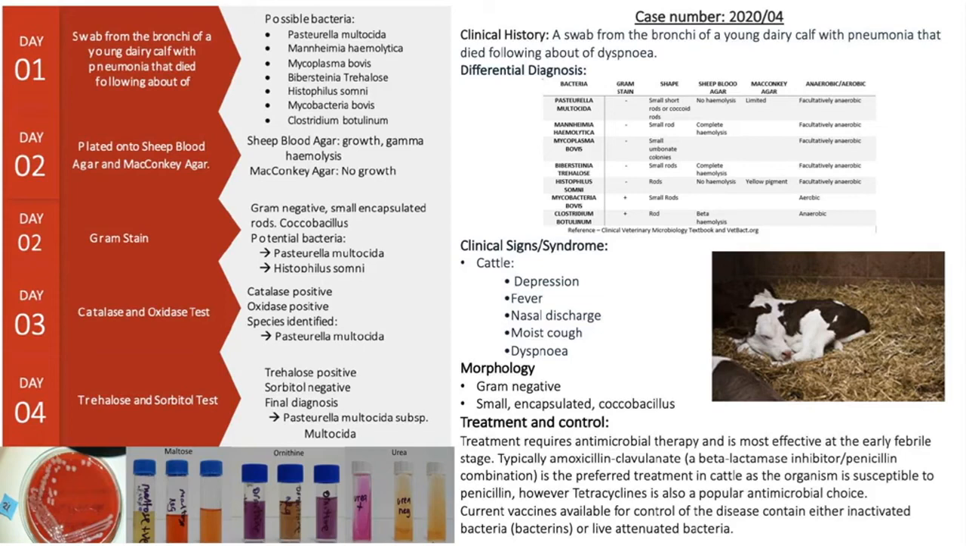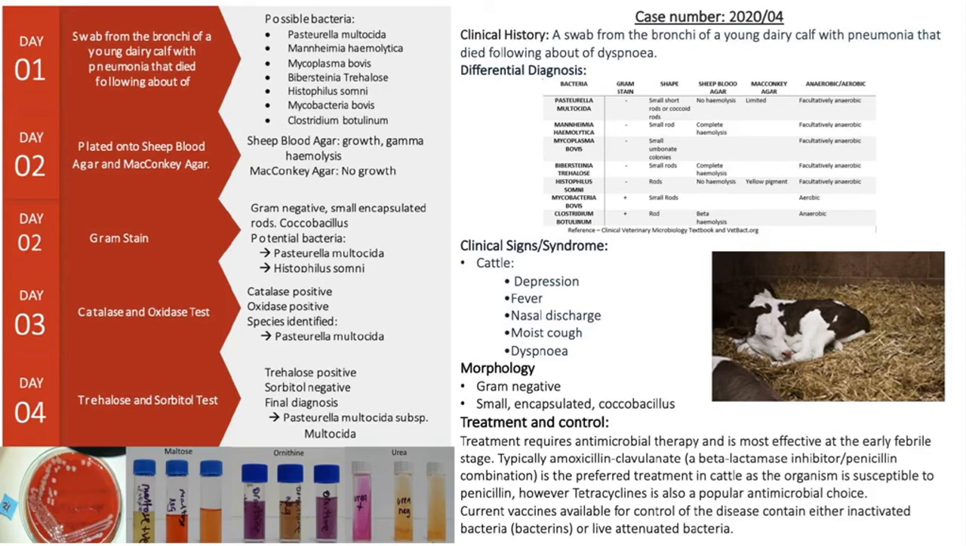A gram stain was then undertaken, which provided us with the information that it was gram-negative, small encapsulated rods and coccobacillus in shape. This allowed us to determine that the potential bacteria was either Pasteurella multocida or Histophilus somni. To differentiate between these two bacteria, we required a catalase and oxidase test. Both catalase and oxidase came back as positive, and so the species was identified to be Pasteurella multocida.